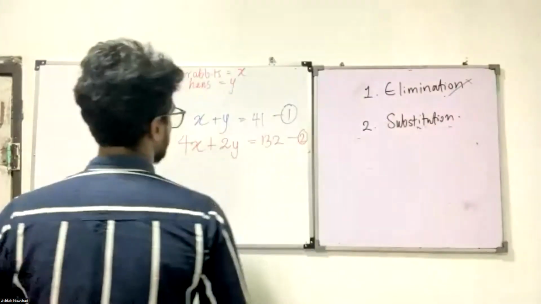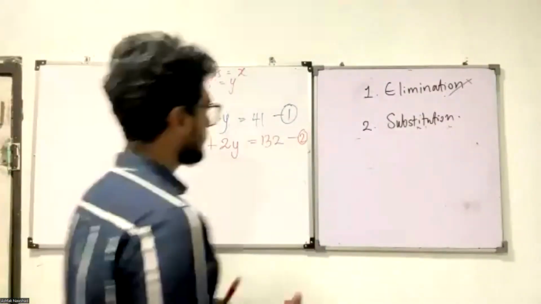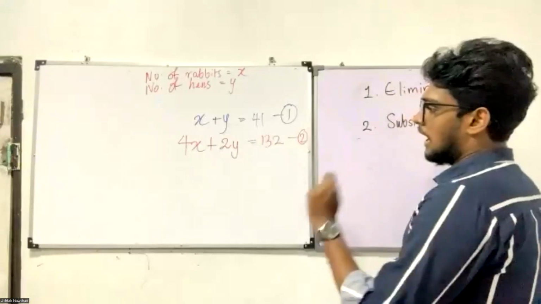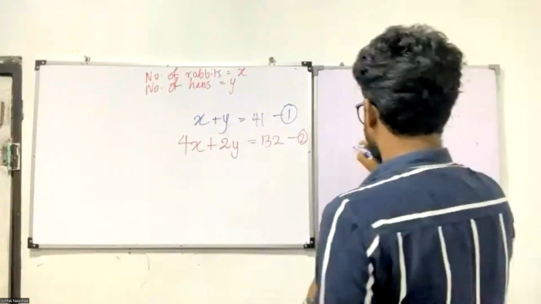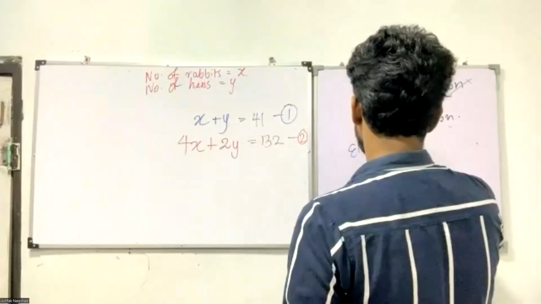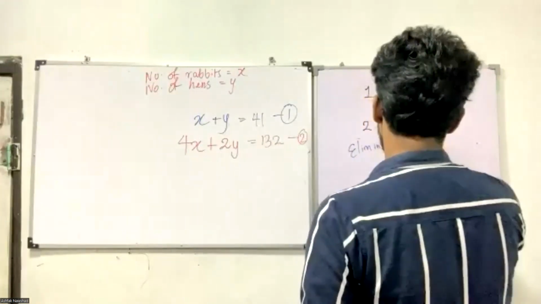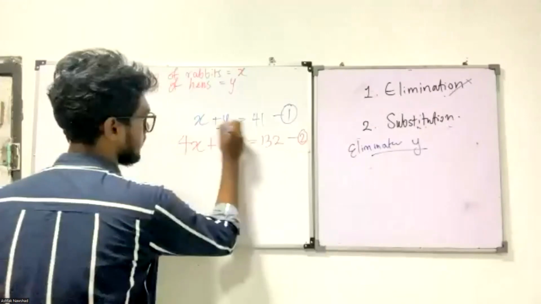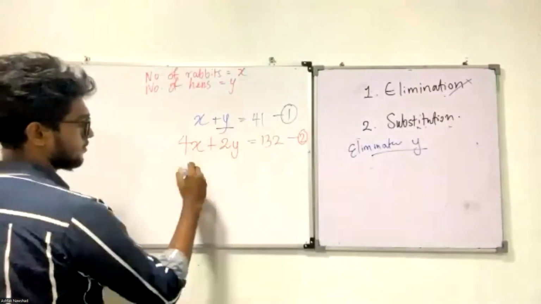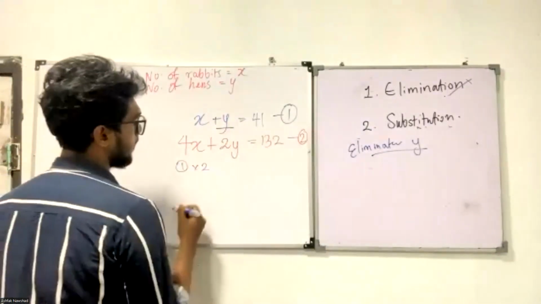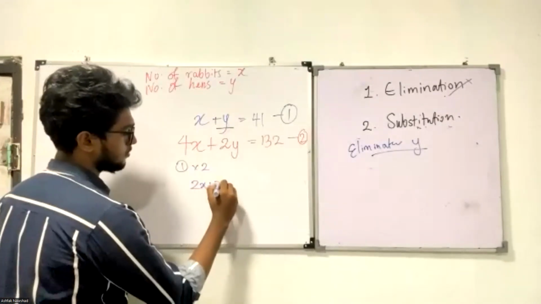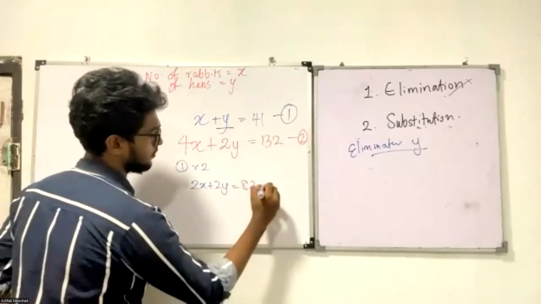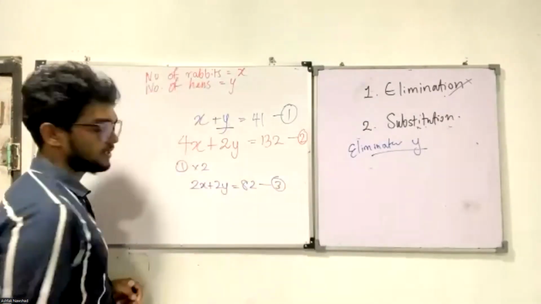Now we just have to solve. I'll choose to eliminate y. That's easy. Then I'm going to multiply the first equation by 2 to make this 2y. First equation multiplied by 2 is 2x plus 2y is 82. This is a new equation.